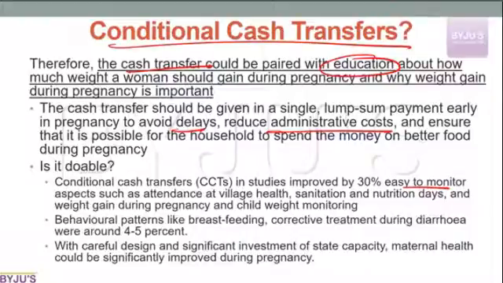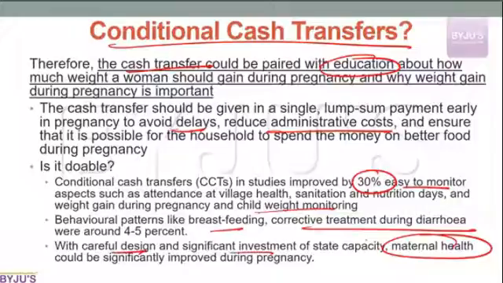It has been found that in easy to monitor areas such as village health, sanitation, weight gain during pregnancy, child weight monitoring, etc., 30% improvement happened. However, in less easy to monitor areas like breastfeeding, corrective treatment of diarrhea, etc., only 4 to 5% increase happened. However, the economic survey is positive that with proper design and significant investment of state capacity, we can improve maternal health. So it is a focus area.